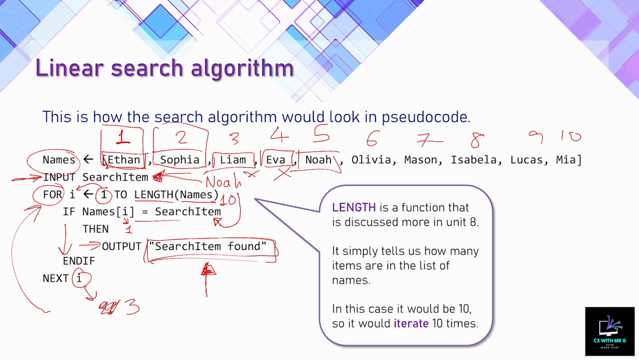If there was a Noah again in this list, so if Noah was here as well in position 9, the "search item found" message would have been output again when it reached position 9. So just bear in mind that this loop will continue to run for the length of the list of names. If we wanted to, we could have ended the loop as soon as the search item was found, but that would require using a Boolean value, which we haven't covered yet in the course, so we will come back to this in Unit 8. For now, I just want you to understand what a linear search is and how it works.